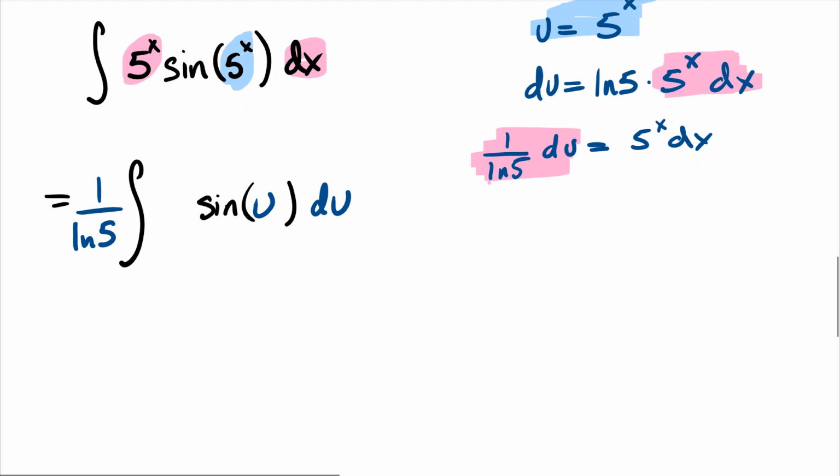All right, so now let's take an antiderivative. So it's 1 over the natural log of 5 times... what's the antiderivative of sine of u? Now, when it comes to sines and cosines and you take antiderivatives, take a quick pause. The derivative of cosine is negative sine, so the antiderivative of sine must be negative cosine.